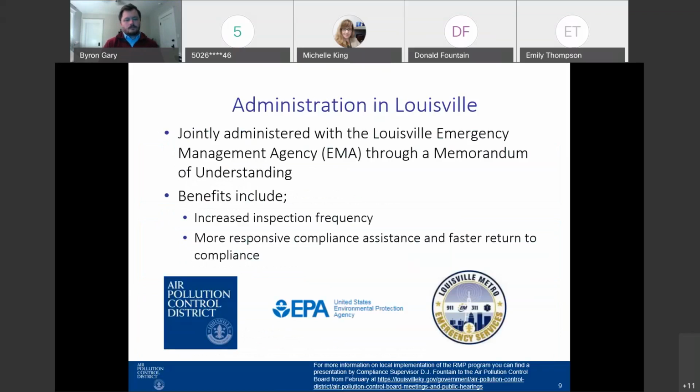So locally, how we do this is we have an agreement with Emergency Management Agency. And in addition to responding to any releases that may occur, they provide the inspection function. So they are familiar with the companies, with the individuals who are in charge of the processes of the company, and generally have good contact with the different responding agencies. And so every 3 years, our inspector inspects every company that is subject to the RMP program.